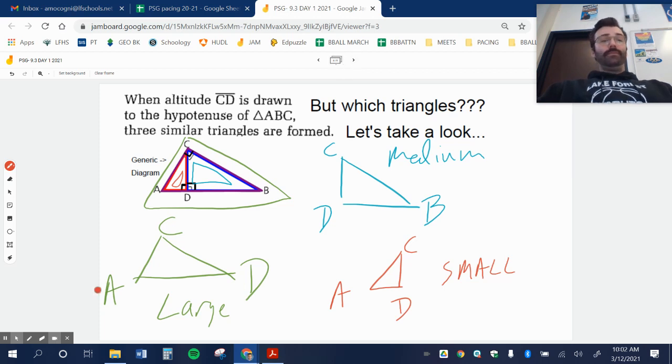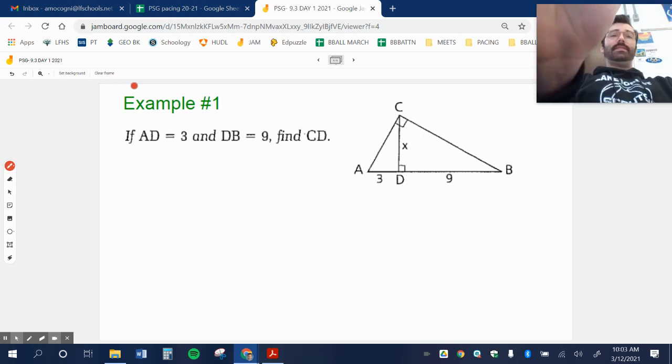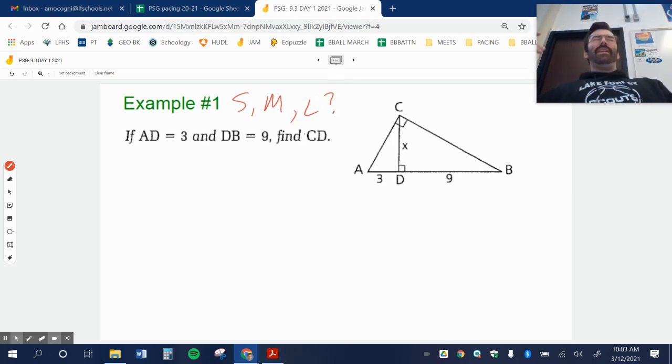But let's see. Looking at this exact problem, I want to decide, like I said, the small, the medium, the large. What I want to ask myself when comparing these two triangles is which one has two side lengths, and what I mean by that is I want to include x. If I look at the small, the medium, or the large, are there two side lengths marked?